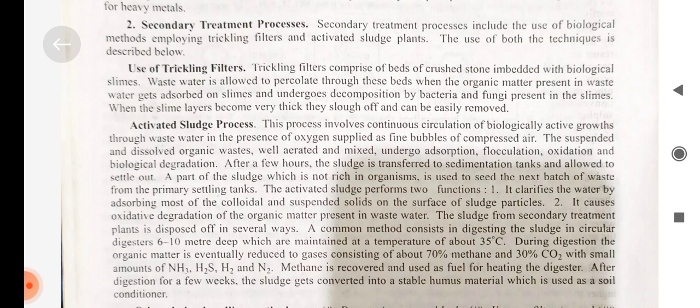Secondary treatment processes include the use of biological methods employing trickling filters and activated sludge plants. The use of both techniques is described below. Use of trickling filters comprising beds of crushed stone embedded with biological streamers. Wastewater is allowed to percolate through these beds.